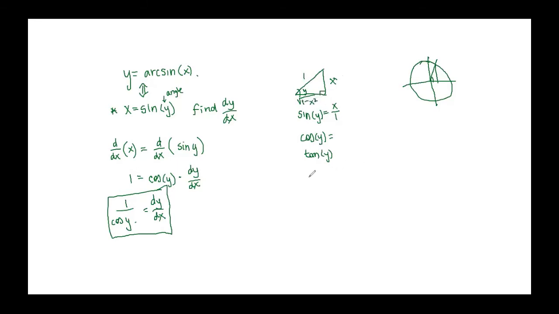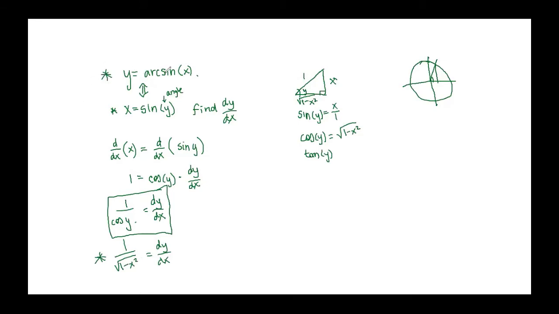Is this looking familiar? Cosine of y would be adjacent over hypotenuse, square root of 1 minus x squared. So our dy dx in terms of x is 1 over square root of 1 minus x squared, as expected for arcsine.